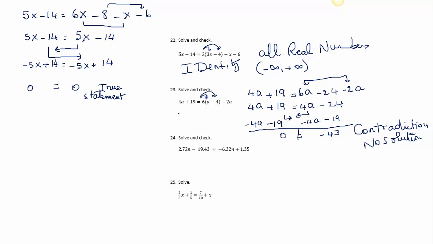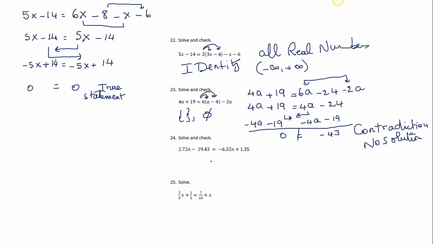So for this problem, we can either say the empty set is the solution, or we can say the empty set also, this is the symbol for the empty set, or just say no solution. Number 24, solve and check.